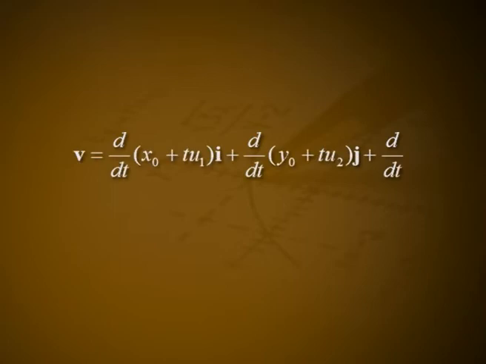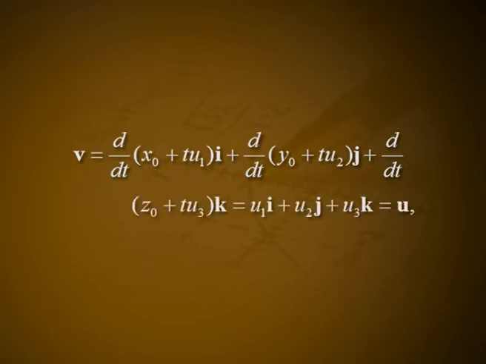From the point P0 (x0, y0, z0) where t is equal to 0 is t itself. Solution. v is equal to d/dt of (x0 + t u1) i plus d/dt of (y0 + t u2) j plus d/dt of (z0 + t u3) k, which is equal to u1 i plus u2 j plus u3 k, which is equal to u. So, noting that being a unit vector, |u| is equal to 1.